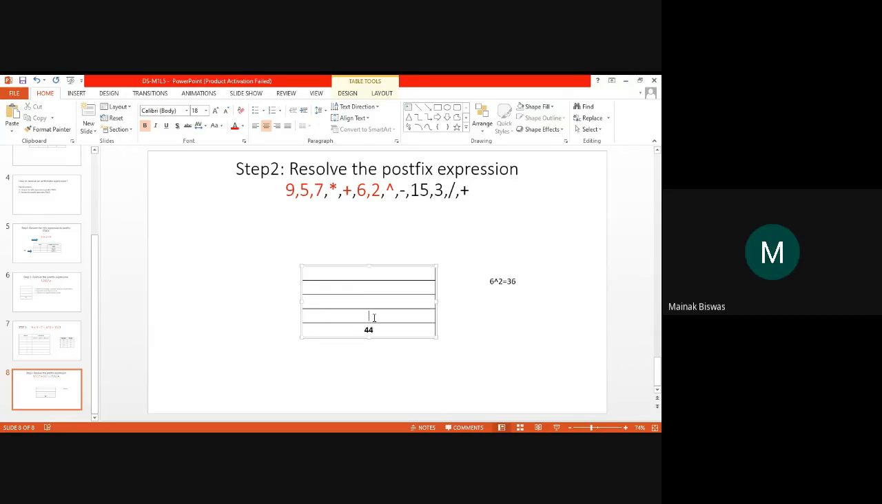Okay, sir. Then 36 is put in, right? Then the operator that we get is minus. So minus, first 36 is popped, right? And then which one is popped? 44 is popped. Okay. And then we perform what? The subtraction operation.